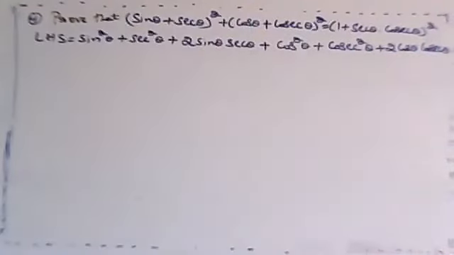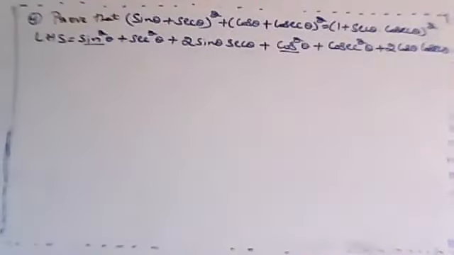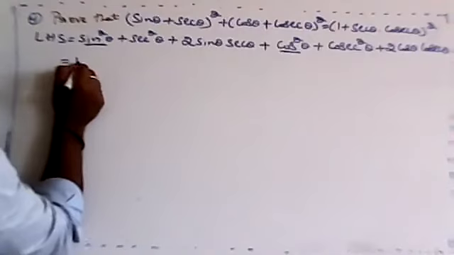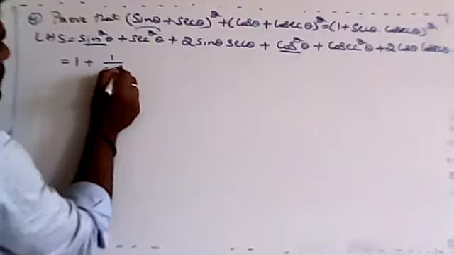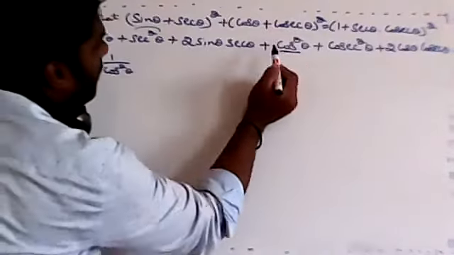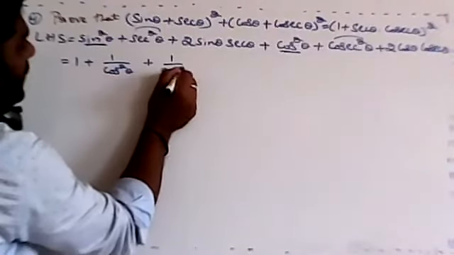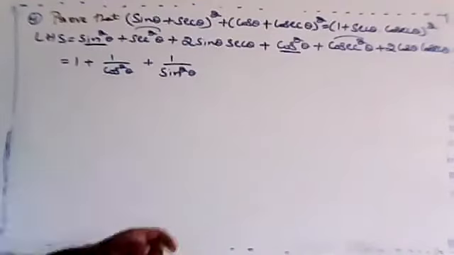Then next, this one and this one, what will we get? 1. Yes, sine square theta plus cos square theta. Directly I'm going to write that one as 1 plus, this term is there, secant square. Can I write this one as 1 by cos square theta? And same thing, cosecant square, I'm writing that one as 1 by sine square theta. Correct or not? Yes, good.